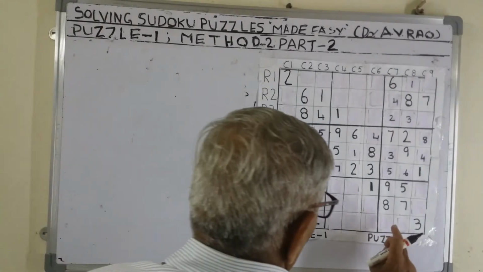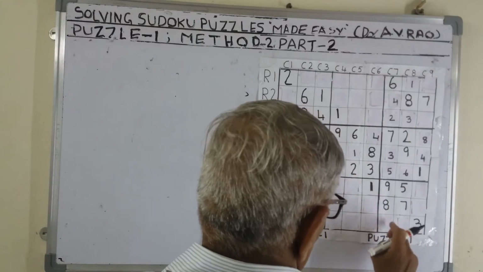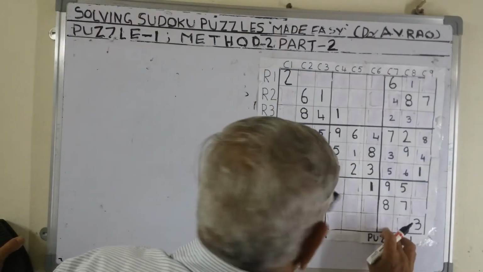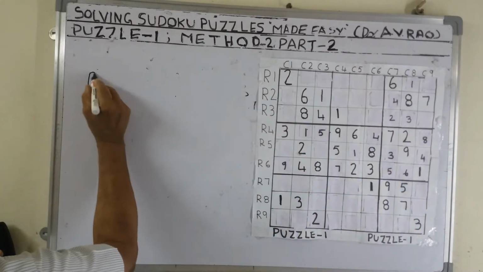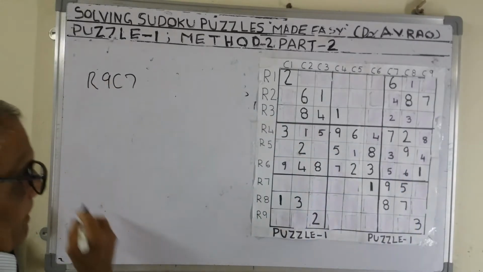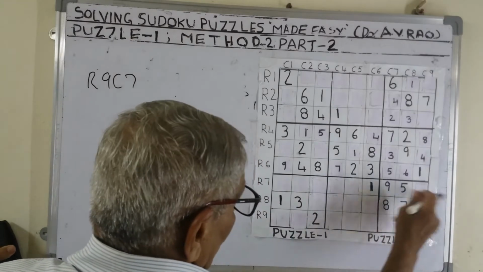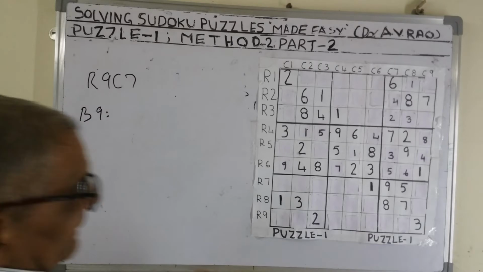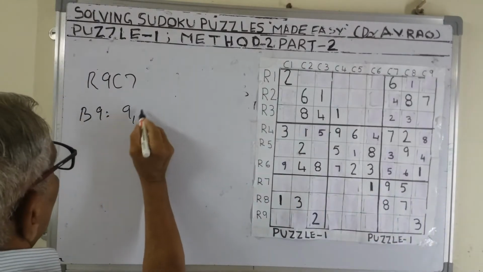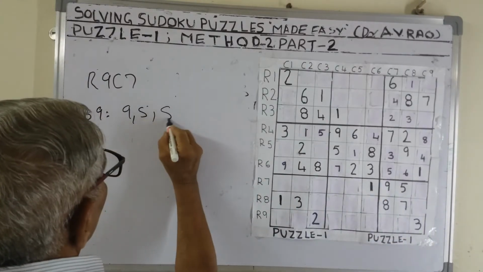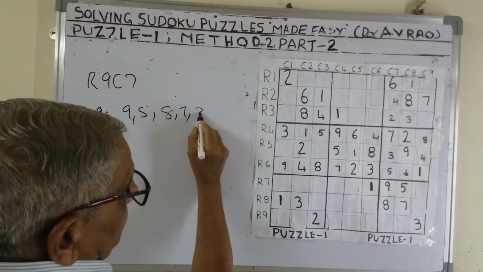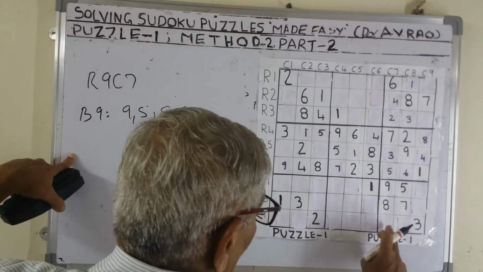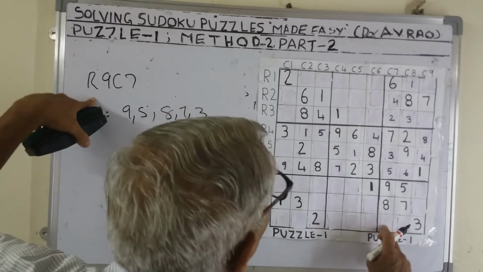Let us take up this cell in box 9. It is R9C7. So this will come under box 9, B9. What are the numbers present? 9, 5, 8, 7 and 3 in the box. So this is R9C7.